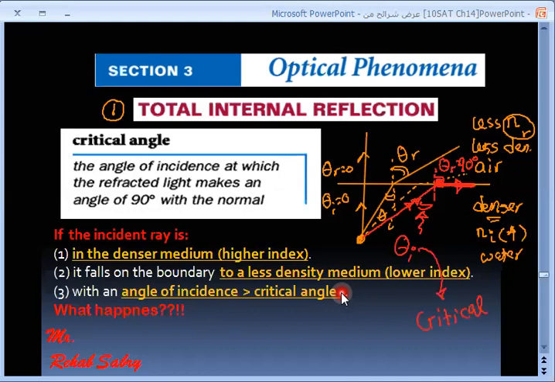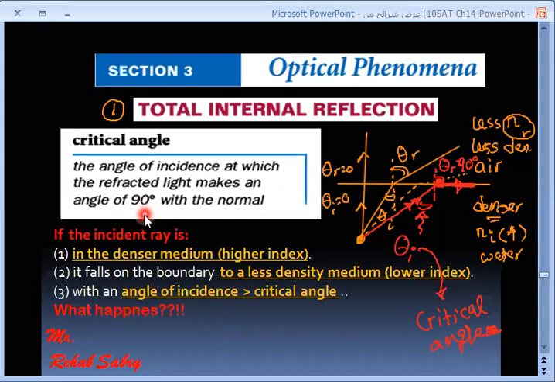Why is it critical? Because the critical angle here gives a special case, gives the maximum refraction, which is the refraction with an angle of 90, okay? So let's see here. The critical angle is the angle of incidence at which the refracted light makes an angle of 90 with the normal, okay? So it's identical to the surface or the boundary.